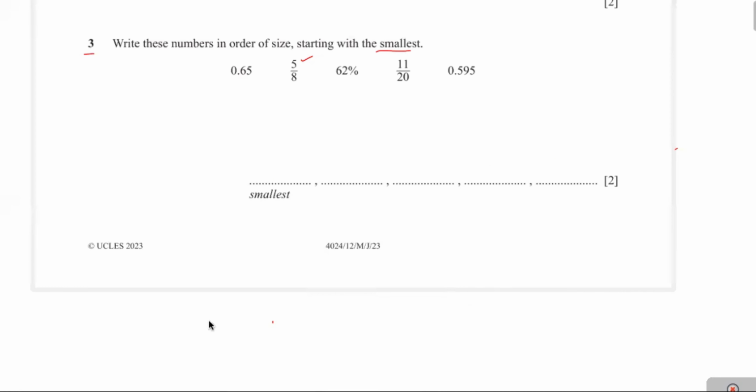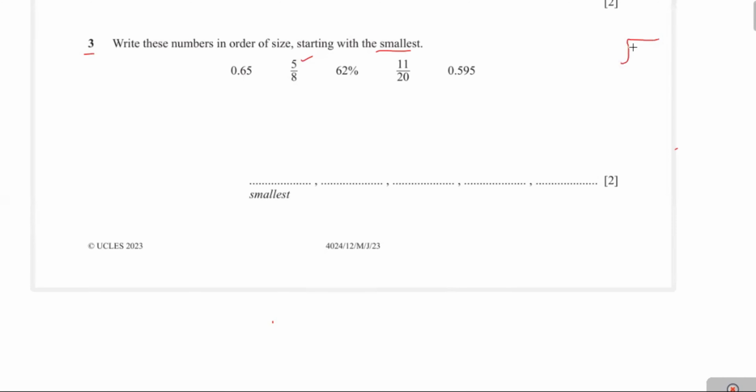Next question. Question number 3, write these numbers in order of size starting with the smallest. Now you see here are some values in decimal and some are in fraction. Now we convert the fraction into decimal. After this, we will arrange these values.